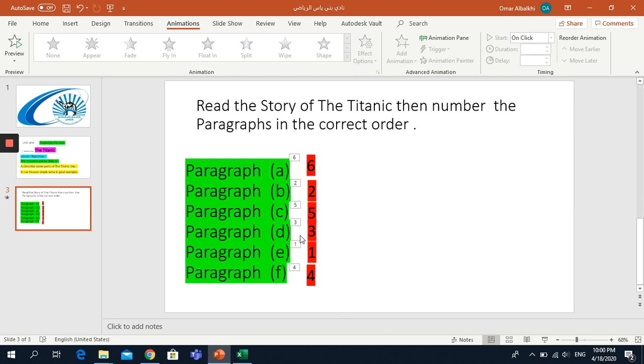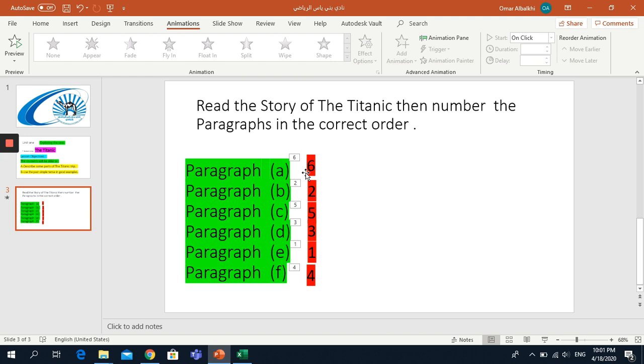Correct order is E1, B2, D3, which talk about the ship when it sank, or when it hit the iceberg for 3 hours. Then number 4 is F. Number 5 is paragraph C. And the last one is paragraph A.